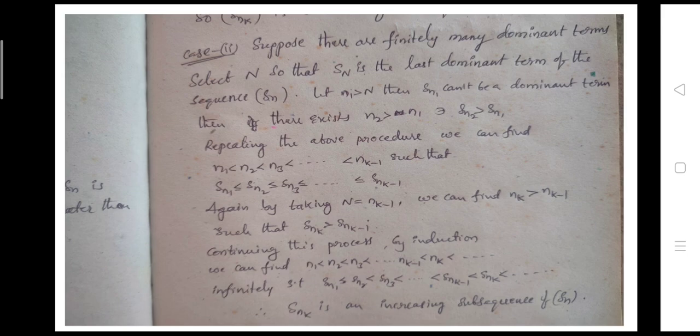Again, by taking n equal to n_{k-1}, you can find n_k greater than n_{k-1} such that S_{n_k} is greater than S_{n_{k-1}}. Continuing this process by induction, you can find n_1 less than n_2 less than n_3 and so on, n_{k-1} less than n_k and so on infinitely, such that S_{n_1} is less than or equal to S_{n_2} less than S_{n_3} and so on, S_{n_{k-1}} less than S_{n_k} and so on. Therefore S_{n_k} is an increasing subsequence of S_n.